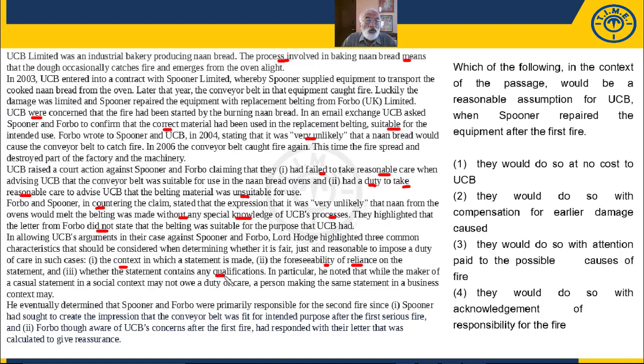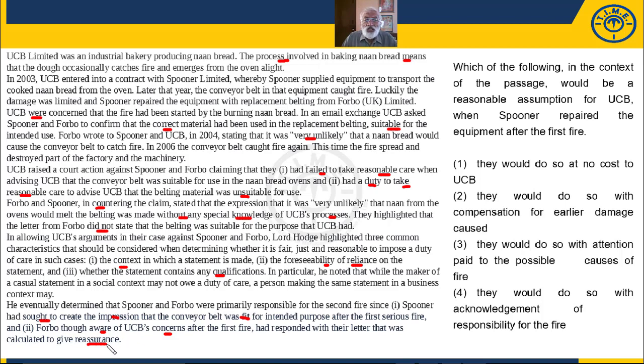Very clearly, they had sought to give the impression, so he says they had sought to create the impression that the conveyor belt was actually fit for intended use. And Forbo, though aware of UCB's concerns, actually responded with a letter that was calculated to give reassurance. So, which means the judge holds them responsible. He says, you guys allowed them to believe that the belt you gave them was actually okay.